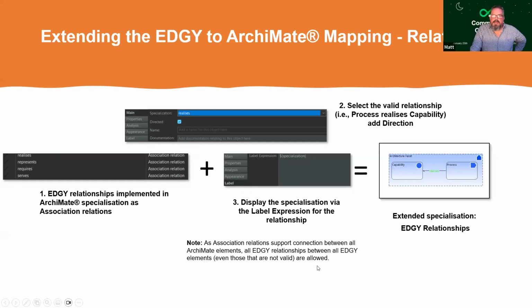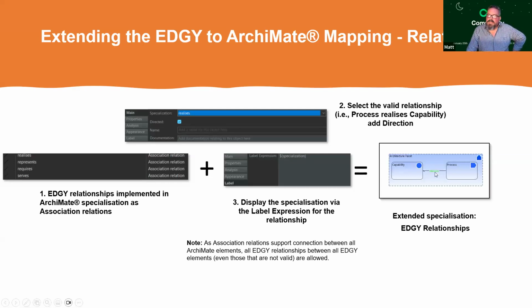One gotcha though, ArchiMate is a great tool. Would it be nice to have a little bit more validation or automation? Yes, but that's okay. Because they're all association relationships, and because in ArchiMate association can be done between any element, there's nothing to prevent you saying that a person requires an organization, which is not valid in the EDGY language. So I got around that by building the relationships as a model, so I can refer back to that when I'm trying to remember what a valid relationship is.